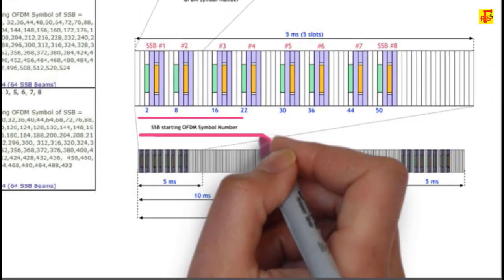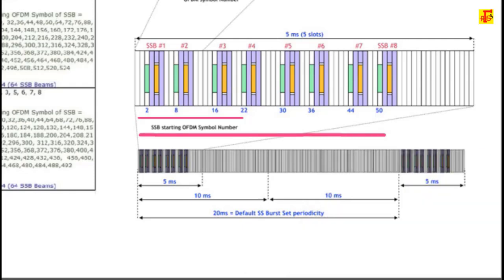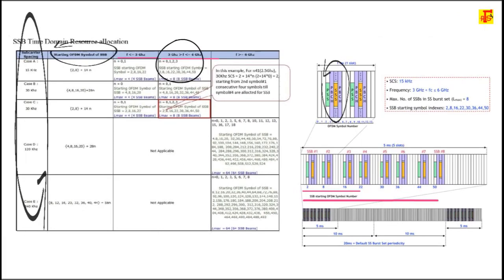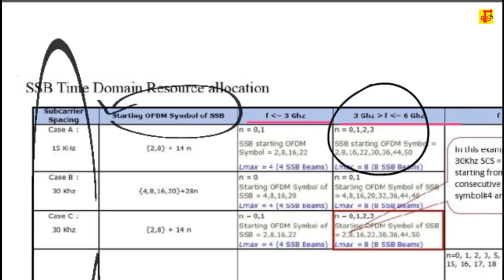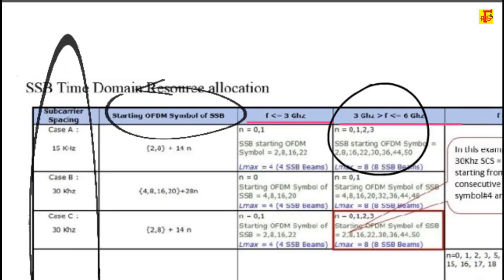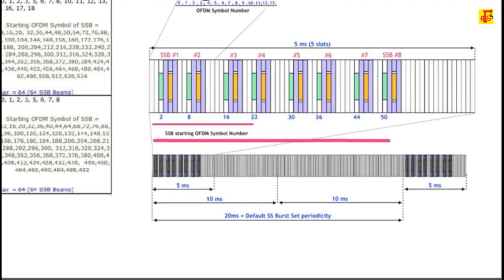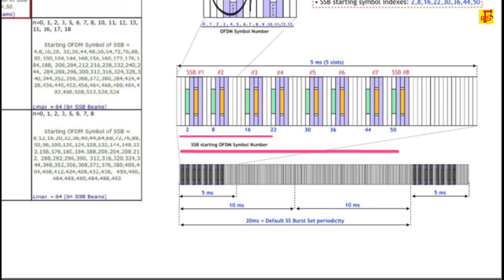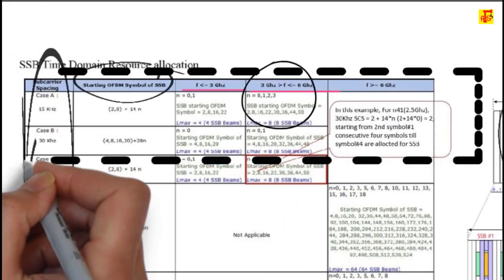You just put 0, 1, 2, 3 in the formula and you can see here 2, 8, 16, 22, 30, 36, 44, 50. That means a total of 8 SSB beams are formed for this frequency, if it is greater than 3 and less than 6 GHz and the subcarrier spacing is 15 kHz. The total number of SSBs formed is 8. So what I am telling is that the starting positions are 2, 8, 16, 22, 30, 36, 44, 50.